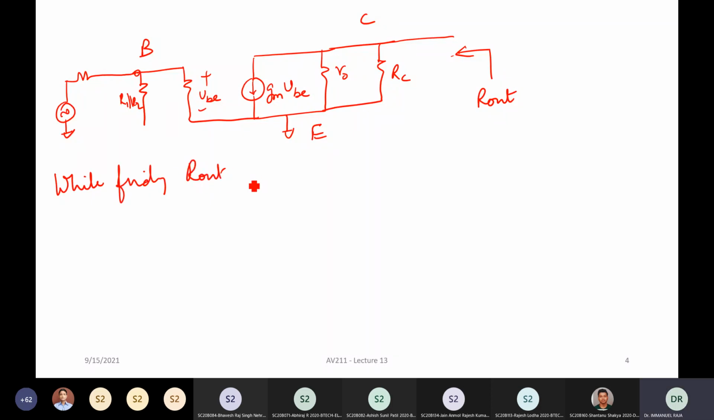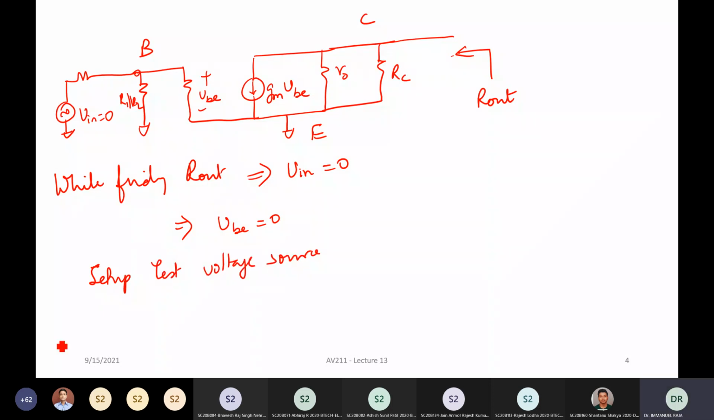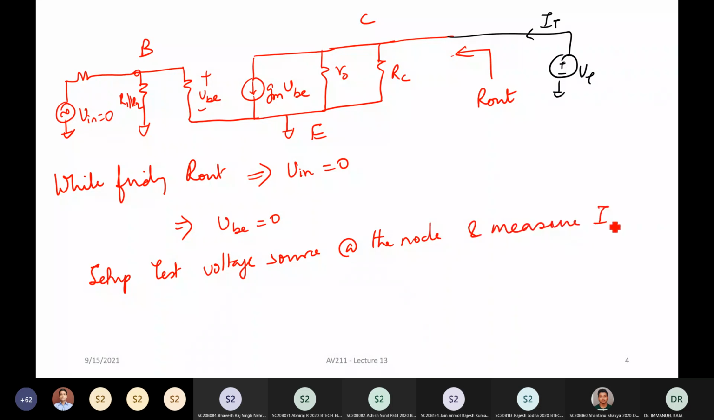So while finding the output impedance, what you will do is go and set V in to be 0. So this whole part, this V in, is set to be 0, which means that VBE is 0, correct? And what will you do? You set up a test voltage source at the node at which you want to connect and measure the current. So I'm going to put a test voltage source, and I want to measure the test current, right? Correct? This is what we need to do.